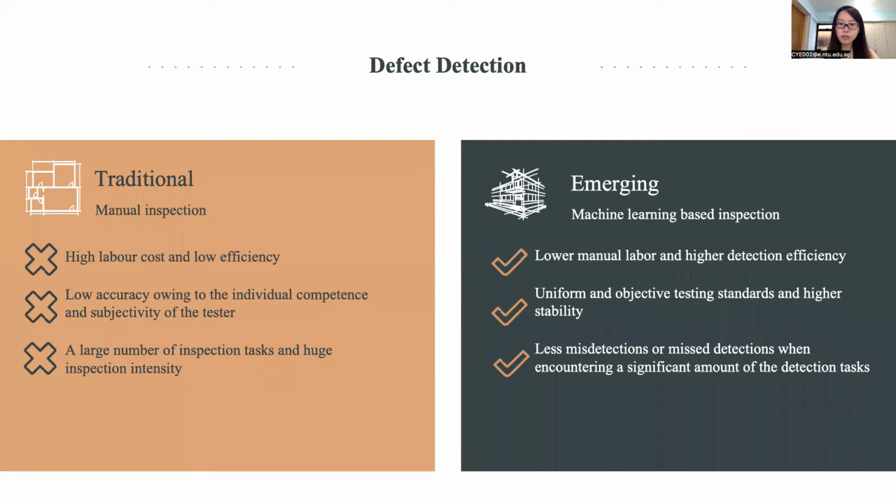The defect detection plays an important role in casting manufacturing. Most traditional methods of defect detection are based on manual inspection, which usually involves high labor costs, low efficiency, and low accuracy. On the other hand, machine learning-based inspection is getting more attention from manufacturers who are looking to reduce costs and increase efficiency. It also ensures uniform and objective testing standards and high accuracy and stability.